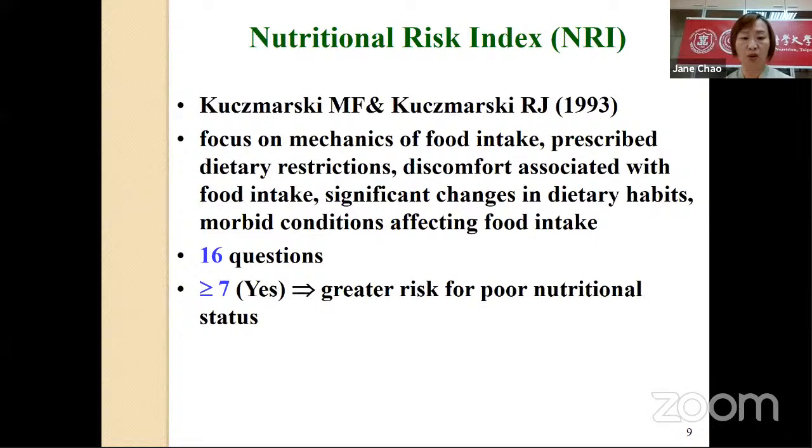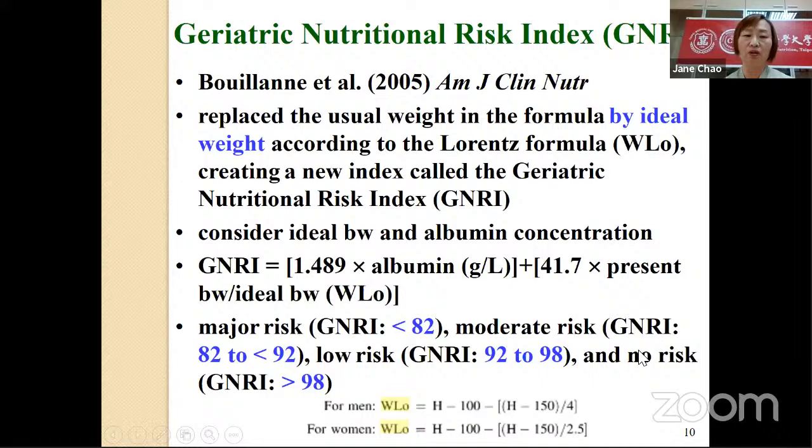It's a little bit more than the 10 questions we just talked about in determining your nutritional health. The answer is also very easy, yes or no. If the person answers yes, that gives 1 point. So you add up how many questions you answered yes. If your score is equal to or greater than 7, meaning at least 7 questions answered yes, that indicates you are at greater risk for poor nutritional status. We won't go through the questions, but they are very simple and very similar to determining your nutritional health.